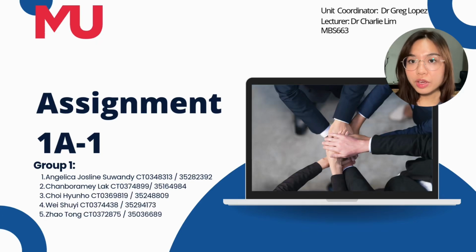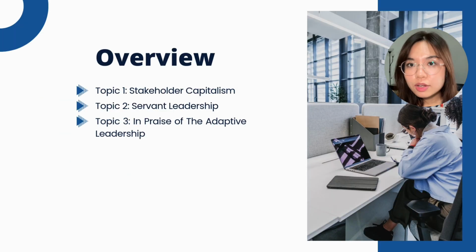Hello everyone, we are from Group 1 and today we are going to talk about the concept maps of the three topics that we have chosen. The first topic that we are going to talk about will be stakeholder capitalism, and the second one will be servant leadership, and the third one will be in praise of the adaptive leadership.